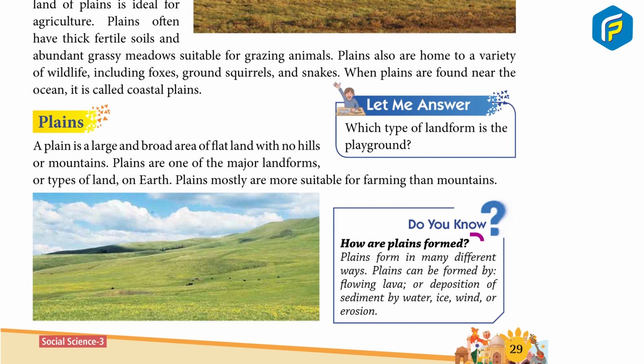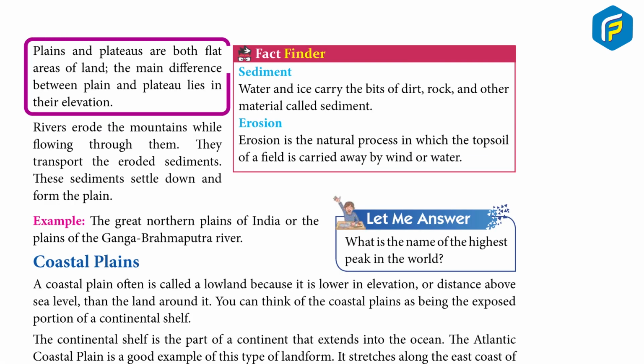Do you know how plains are formed? Plains form in many different ways. Plains can be formed by falling lava or deposition of sediment by water, ice, wind, or erosion. Plains and plateaus are both flat areas of land. The main difference between plain and plateau lies in their elevation.